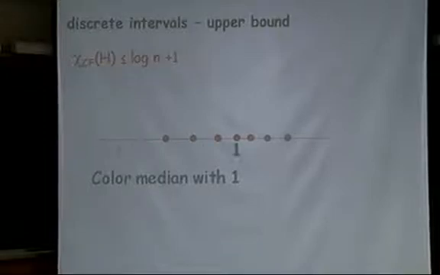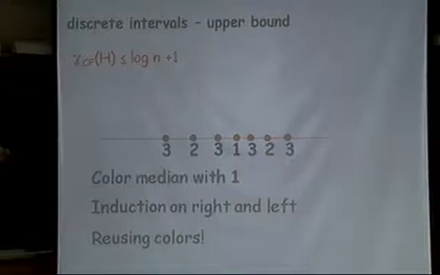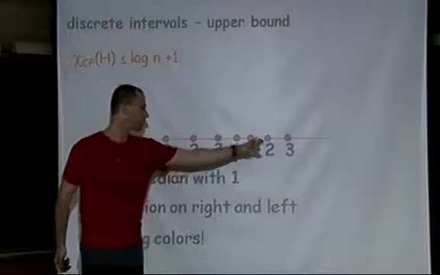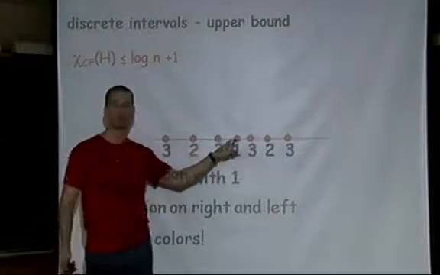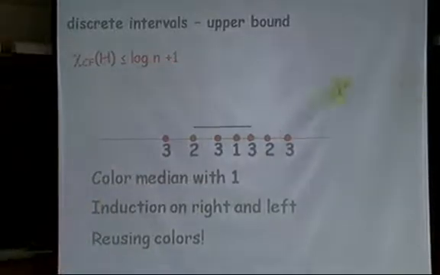Now, we also show that the CF chromatic number is, easy to see, at most log n plus 1. You color the median point with 1, and then you recurse on the right and left side, reusing colors but keeping them distinct from 1, right? And we have this nice separation property: if you have some hyperedge containing elements from the right and from the left, it will also contain this uniquely colored element.